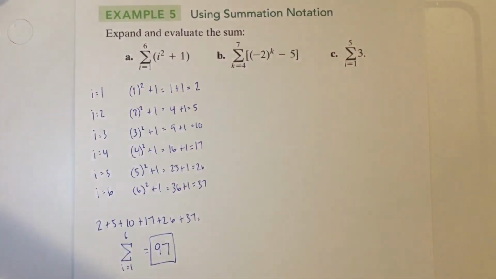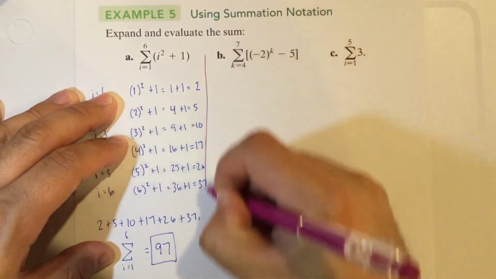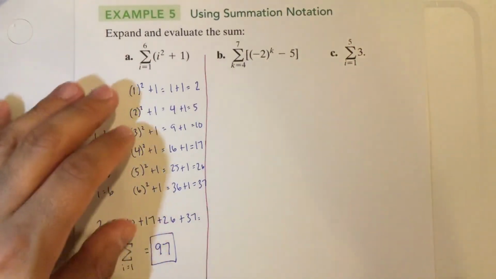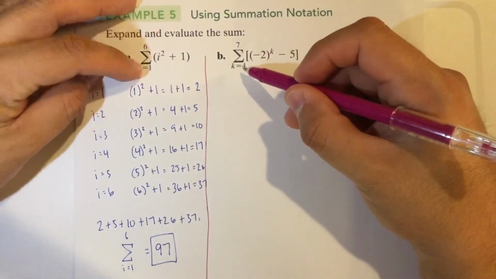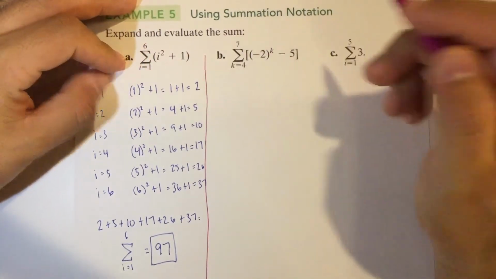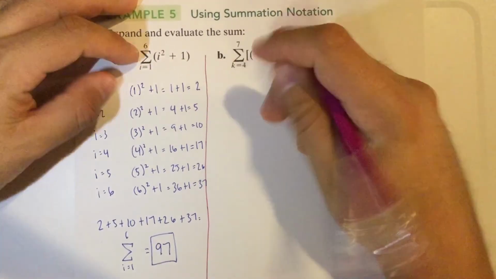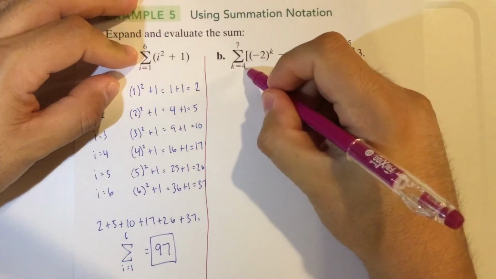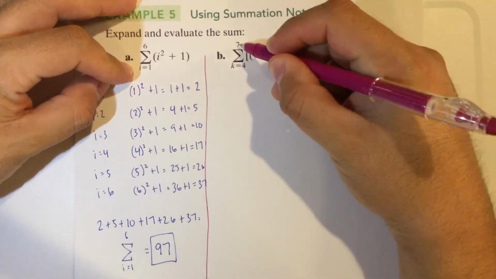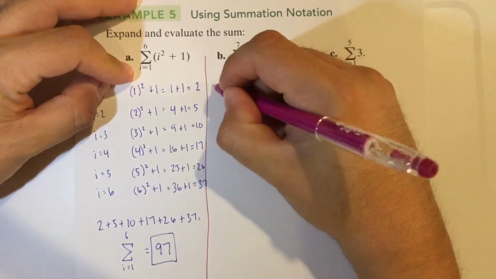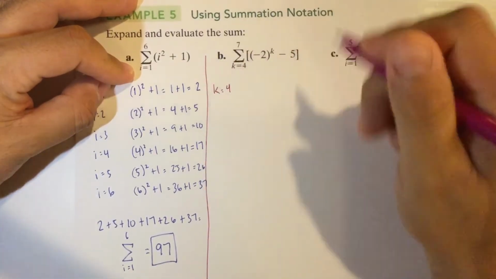All right, let's try the next one. Notice this one now starts at 4. You also notice the index changed. It is now a k instead of an i. So the letter doesn't matter. We just know the lower limit is 4 and the upper limit is 7. So we start at 4, and we plug it in here.